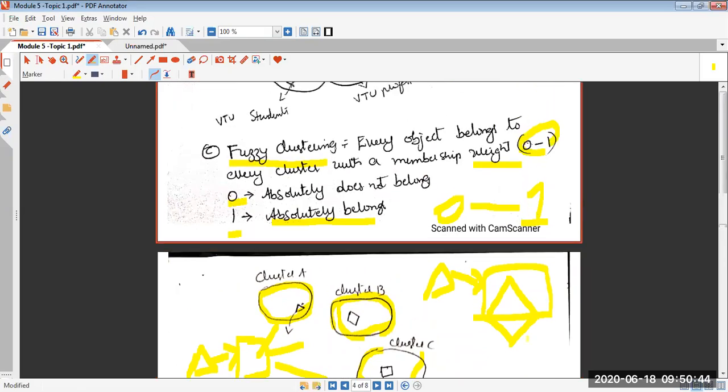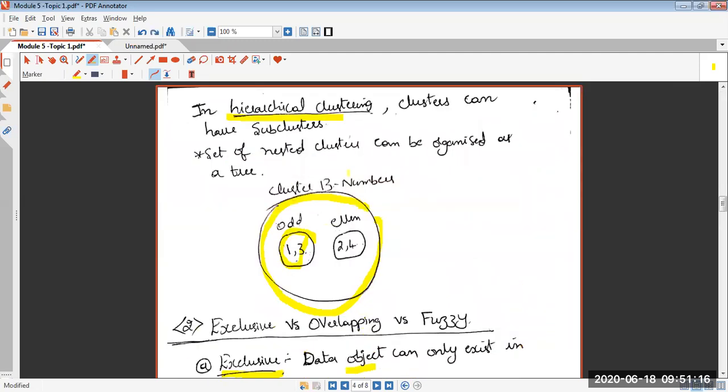Now go back to the definition. We will once again revisit the definition that I had taken up. I'm sure you had not understood that in the previous case, but now your understanding will improve. See the definition once again: every object belongs to every cluster. Please note, we tried to relate this triangle object to every cluster, A, B, C. That is the meaning, with a membership weight of 0 to 1. That is what we did, and that is what we declared.